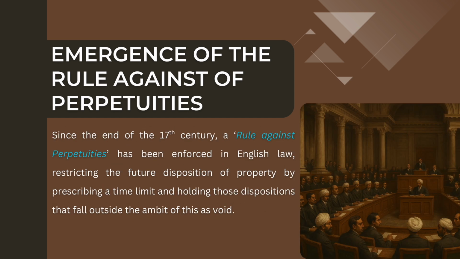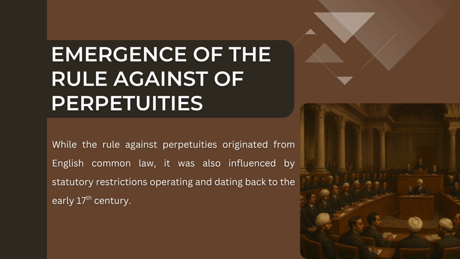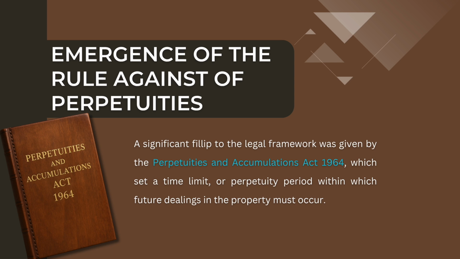Since the end of the 17th century, a rule against perpetuity has been enforced in English law, restricting the future disposition of property by prescribing a time limit and holding those dispositions that fall outside the ambit of this as void. While the rule against perpetuity originated from English common law, it was also influenced by statutory restrictions dating back to the early 17th century. A significant boost to the legal framework was given by the Perpetuities and Accumulations Act 1964, which set a time limit or perpetuity period within which future dealings in the property must occur.